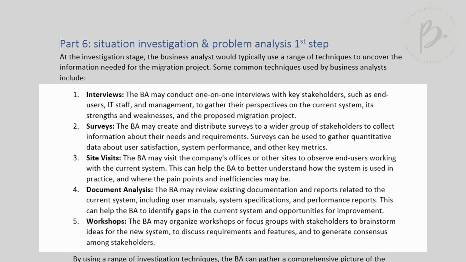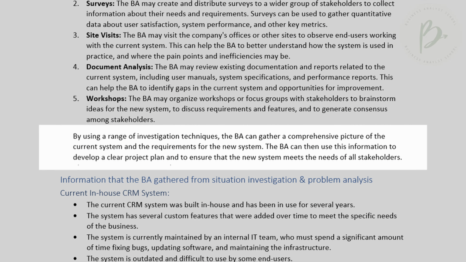But the techniques, some common techniques that business analysts use in this first stage of the BA approach include your interviews, your surveys, your document analysis, which is very important as well, because there will be existing documents of the current CRM system. You would also have workshops with stakeholders to brainstorm ideas for the new system, for instance, to discuss requirements and features, as well as generate a consensus among all the stakeholders.